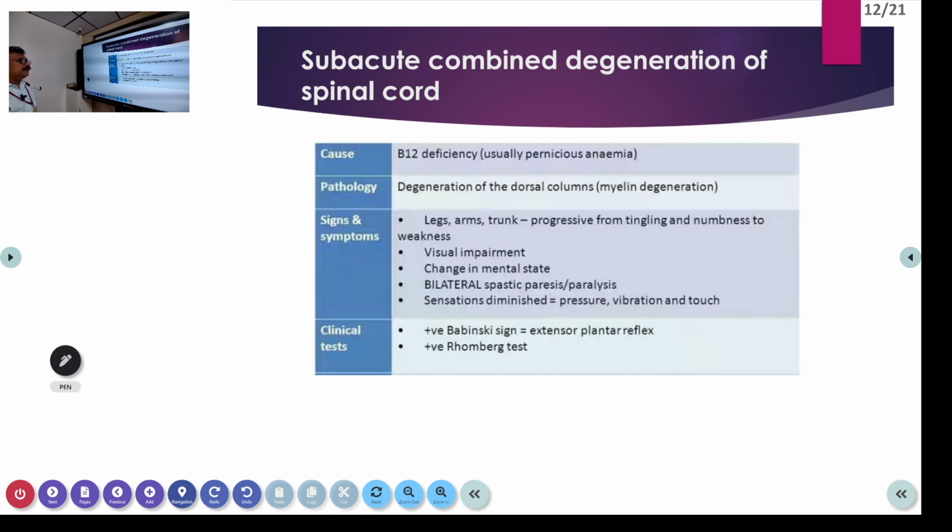The subacute combined degeneration is mostly due to B12 deficiency. The degeneration is mainly in the dorsal column. So patient can have spastic paraplegia. Legs, arms, trunk, progressive tingling numbness can be there. Visual impairment, change in mental status, spastic paralysis, sensation diminished in the peripheral area can be there. Babinski sign can be present, extensor plantar reflex. Romberg sign is also seen because of the peripheral neuropathy.